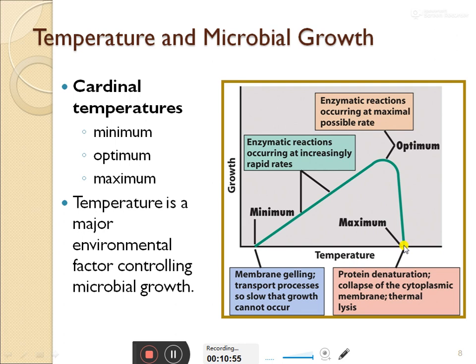growth is possible. Above this maximum temperature, the protein starts to denature, which collapses the cytoplasmic membrane, which results in thermal lysis of the bacteria. That means the bacteria start to die because of the denaturation of proteins. This is the cardinal temperature, right from this to this, where bacterial growth is possible at different speeds or different rates.